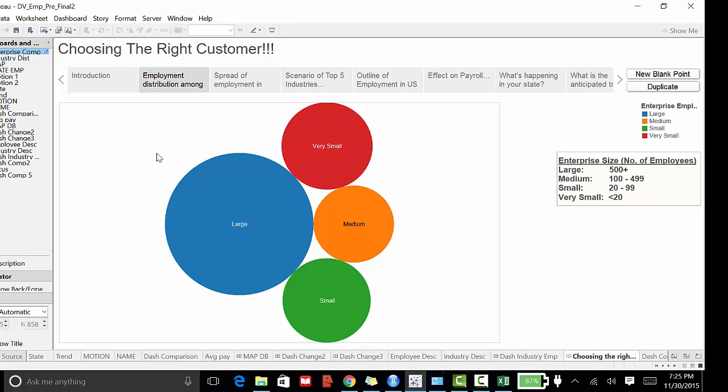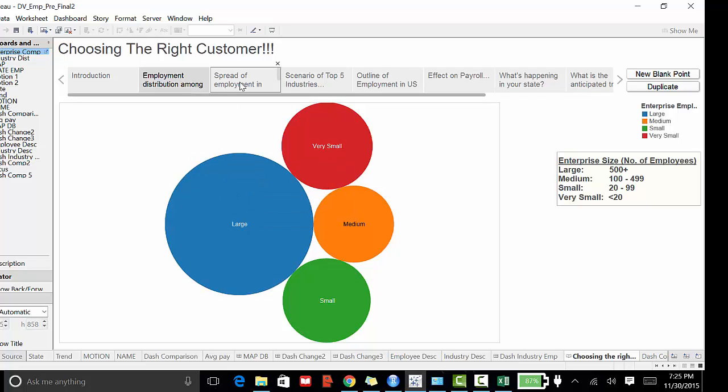Here we see the overall picture of employment across different enterprises. The enterprise sizes are classified based on the number of employees in the company. The large enterprises have more than 500 employees. The majority of the population tries to get into large industries, which have more than 50% of the employees.